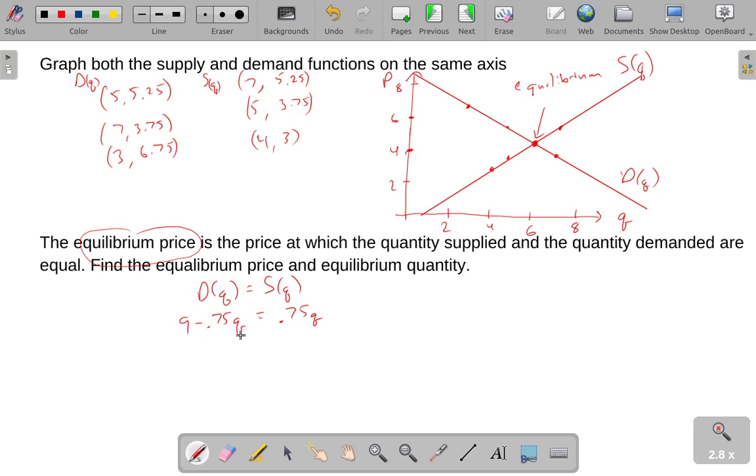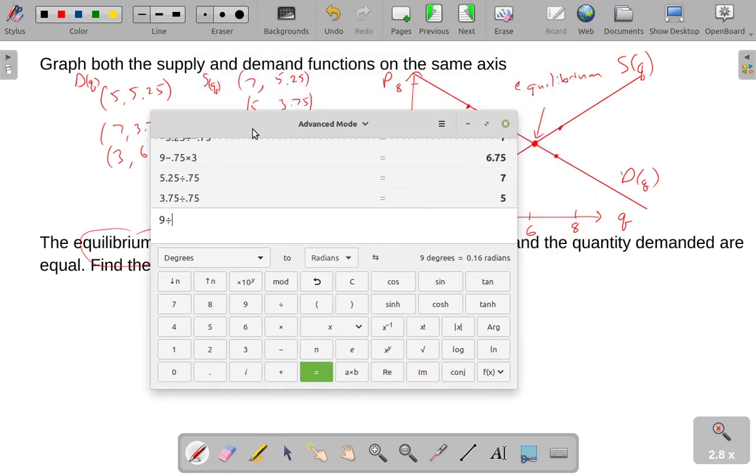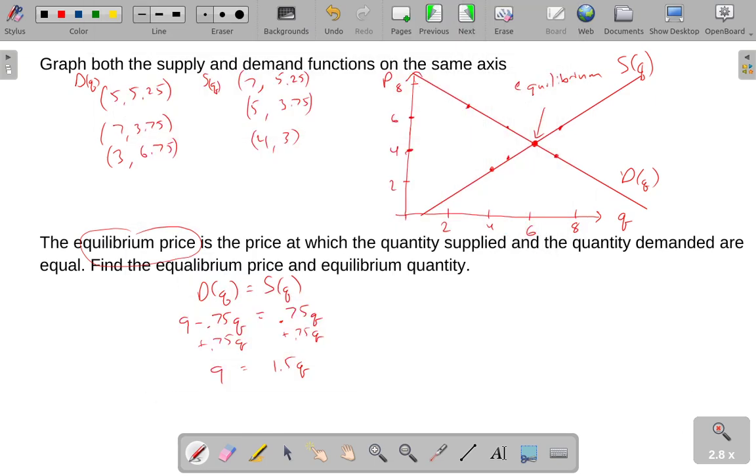So in any case, let's solve this by adding 0.75 Q to both sides. We get 9 equals 1.5 Q, and then we can just divide both sides by 1.5. We get 6. So that means 6,000 items. Q is 6, so we're talking about 6,000 items. This actually looks like it agrees with my graph. That is the equilibrium quantity.